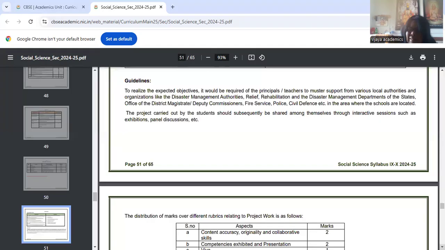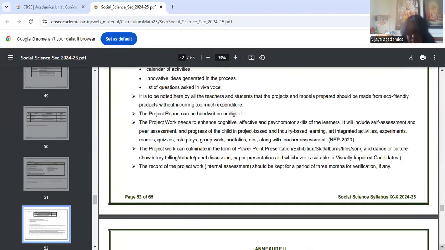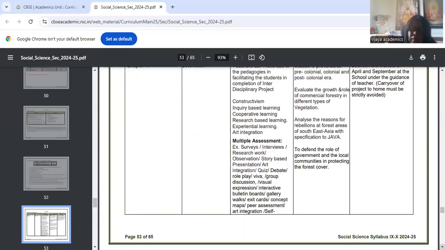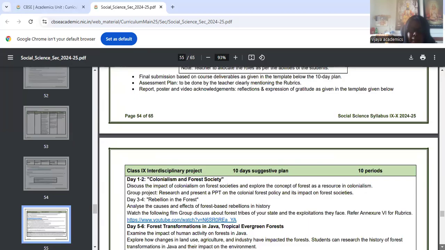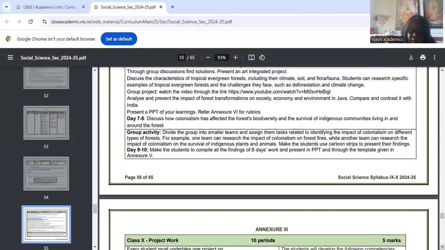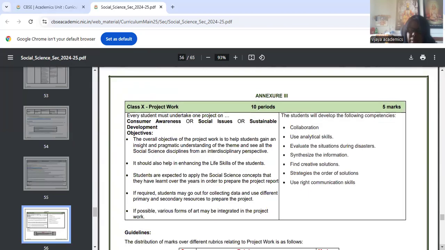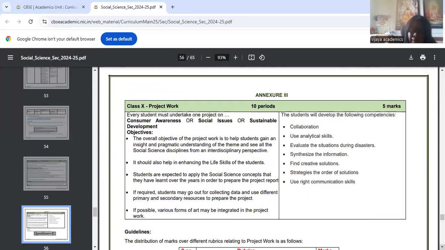Then the project list is also given in this PDF. If you go through it, you will get an idea. As I am right now discussing grade 10, I am going to tell you about grade 10. One more video I will make for grade 9 that will also help you and your students. So let us see what project work is. 10 periods are given. Every student must undertake one project on consumer awareness or social issues or sustainable development.